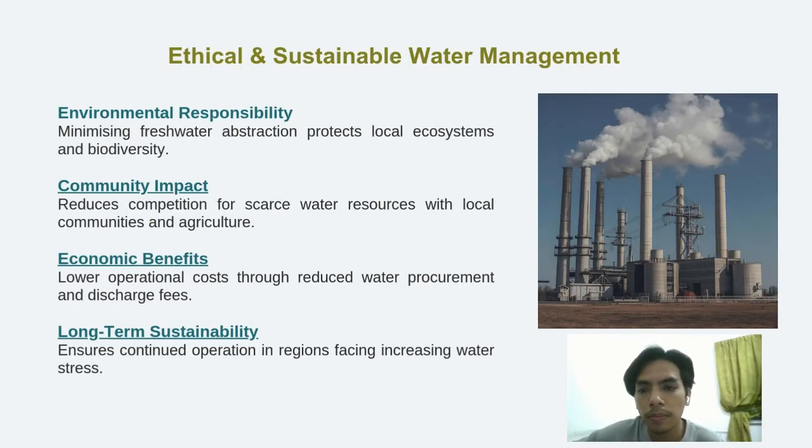Next slide is ethical and sustainable water management. Point number one is environmental responsibility: minimizing freshwater abstraction protects local ecosystems and biodiversity. Point number two is community impact: reduce competition for source water resources with local communities and agriculture.